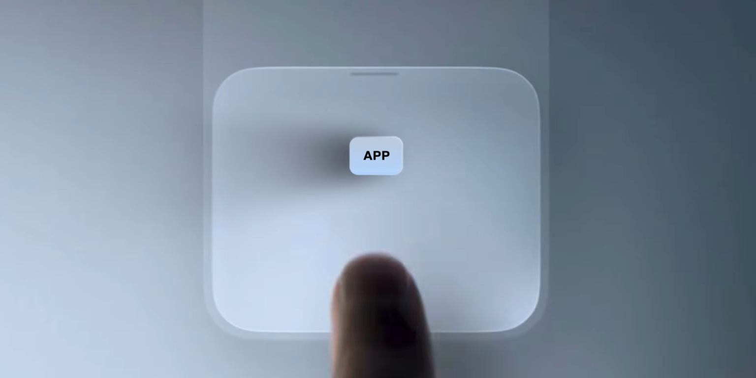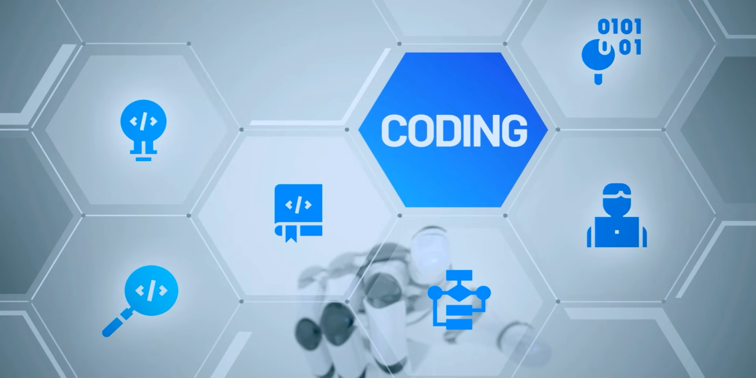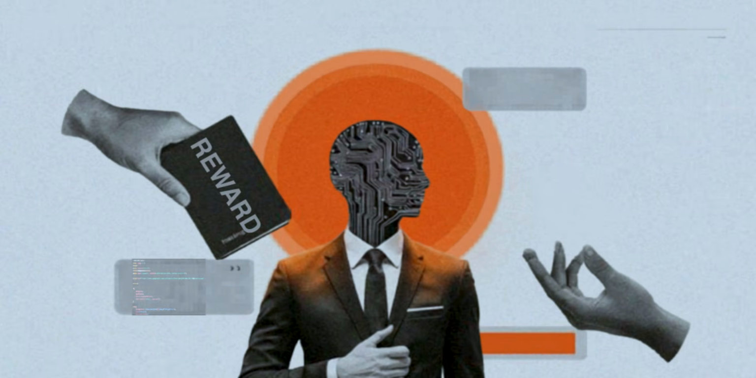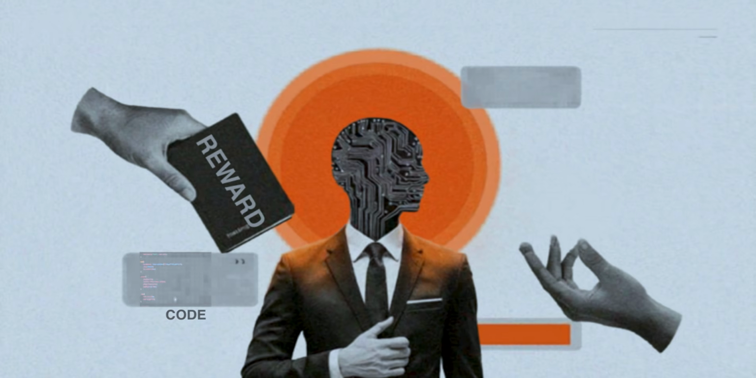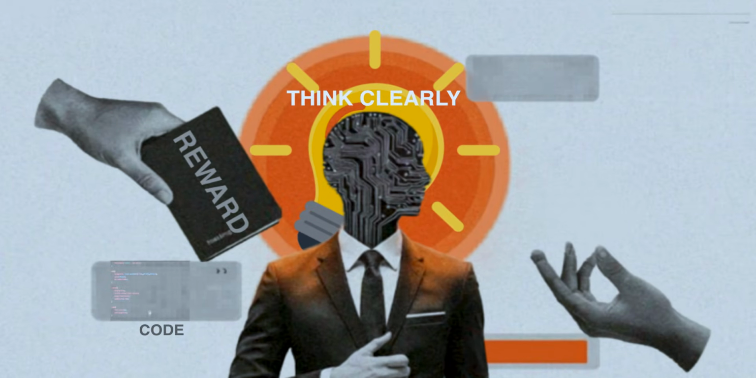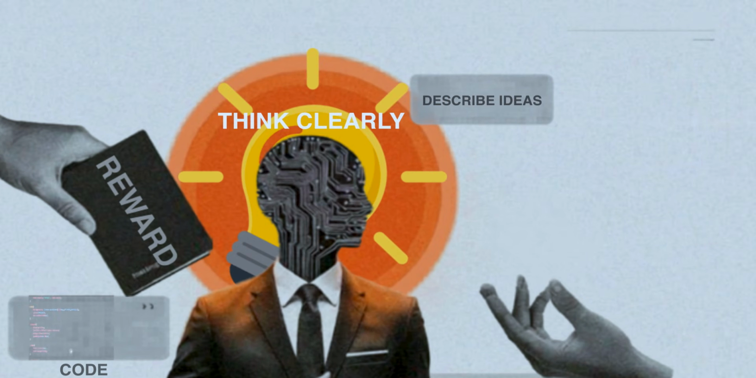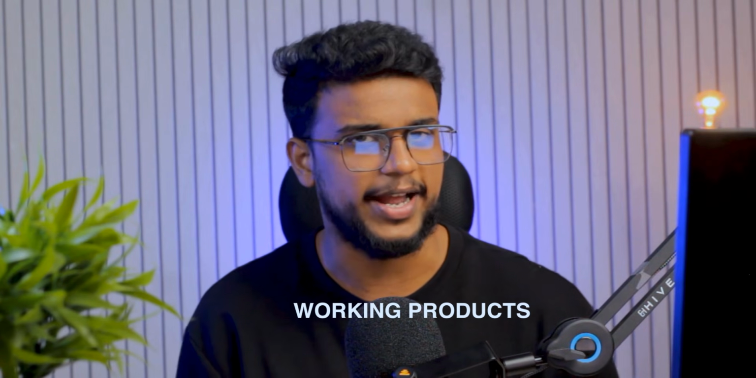A few years ago, building even a simple app meant learning coding, front-end, back-end, databases, and deployment. But today, the game is changing. The tech market is not rewarding people who can code. It is rewarding people who can think clearly, describe ideas properly, use AI tools, and turn those ideas into working products. So, in this video, we are going to do exactly that.